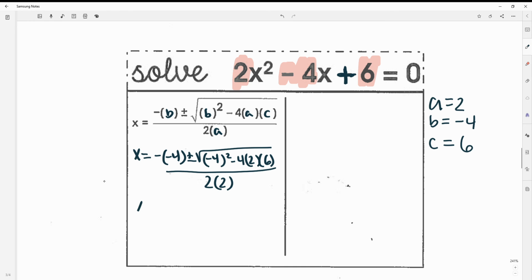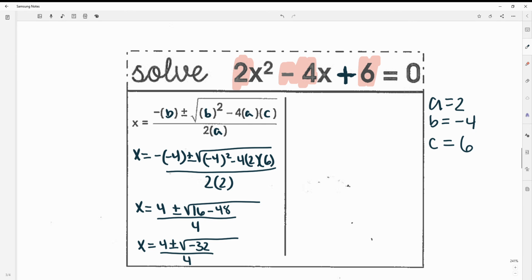Alright, I plugged it in. Now it's time to start solving. It's going to be 16 minus 4 times 2 is 8. 8 times 6 is 48. Okay. Keep going. So I have 4 plus or minus the square root of -32 over 4. Alright, this is the part that we haven't done.